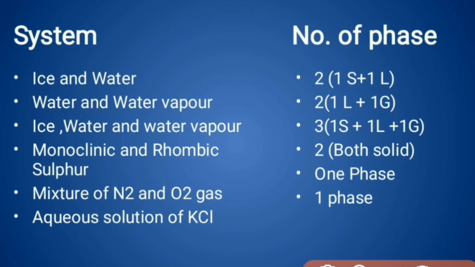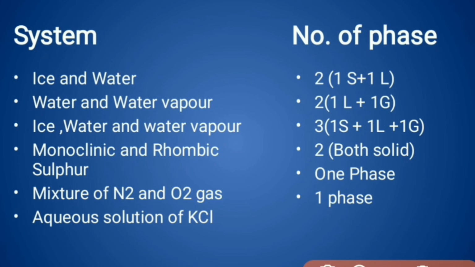So, ice and water. What about ice and water? Ice is of solid phase. If there is a system containing ice and water, ice is solid and water is liquid. When both are mixed, what will we get? We will get two phases, one solid and one liquid. So the number of phases is two in this particular system. I hope it's clear.